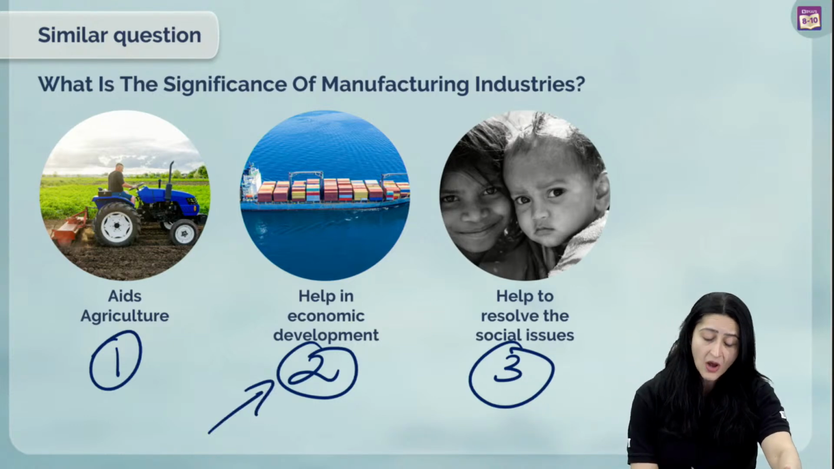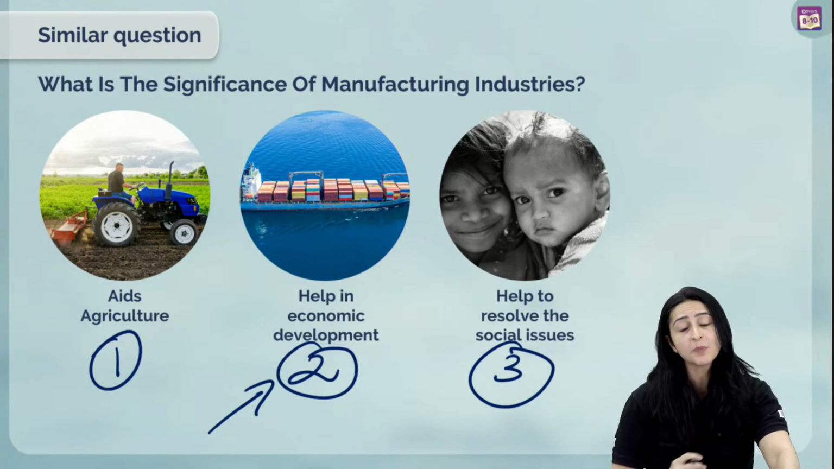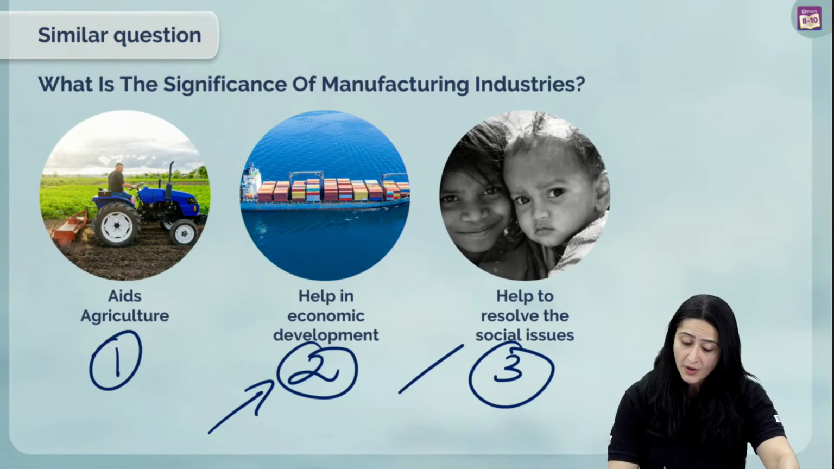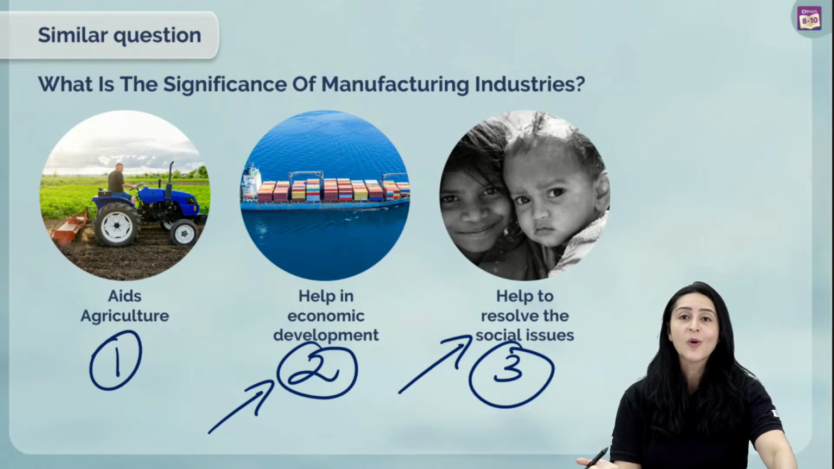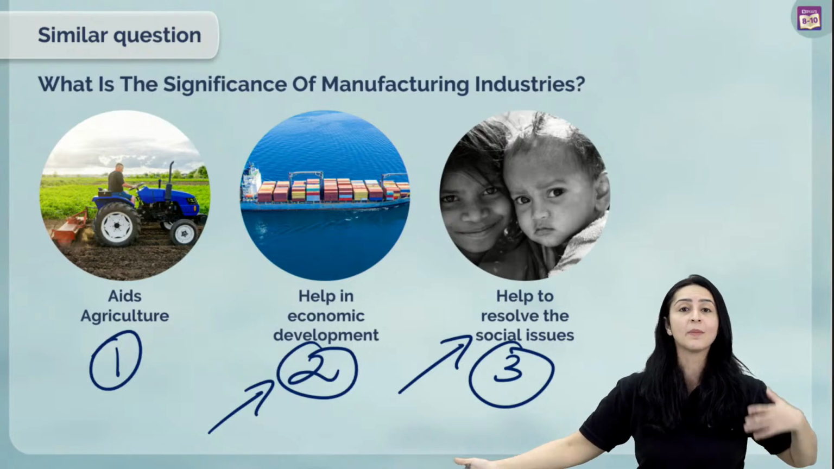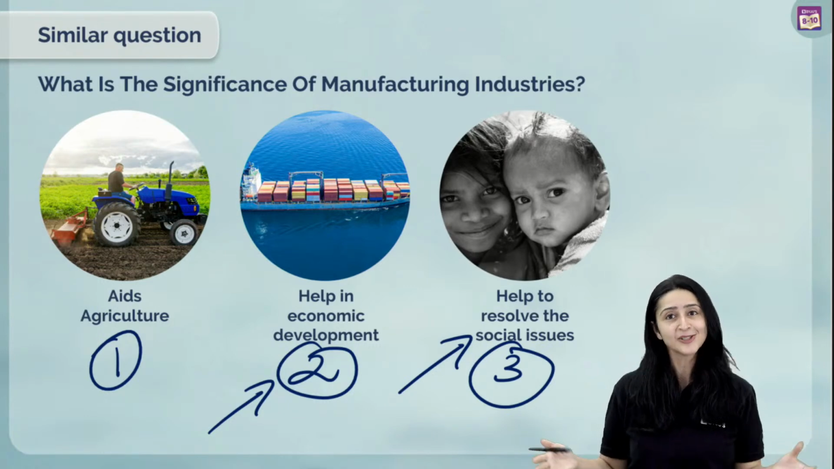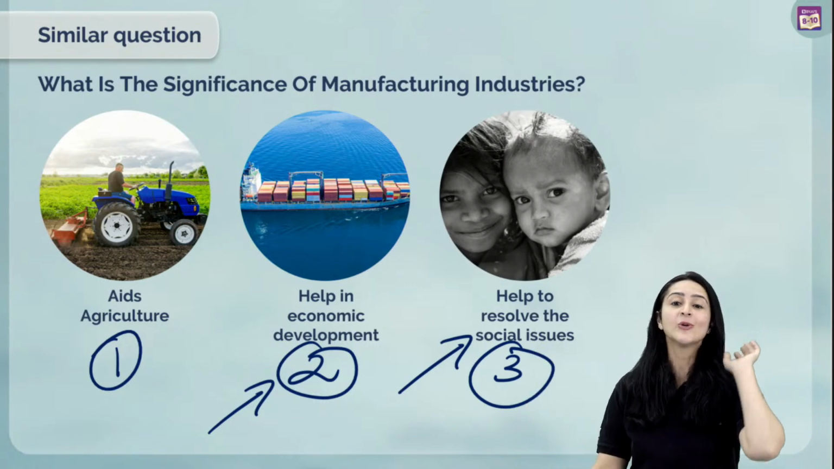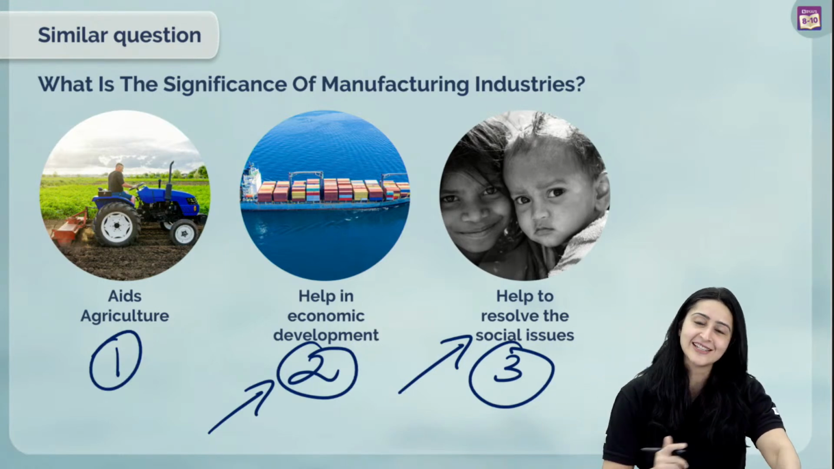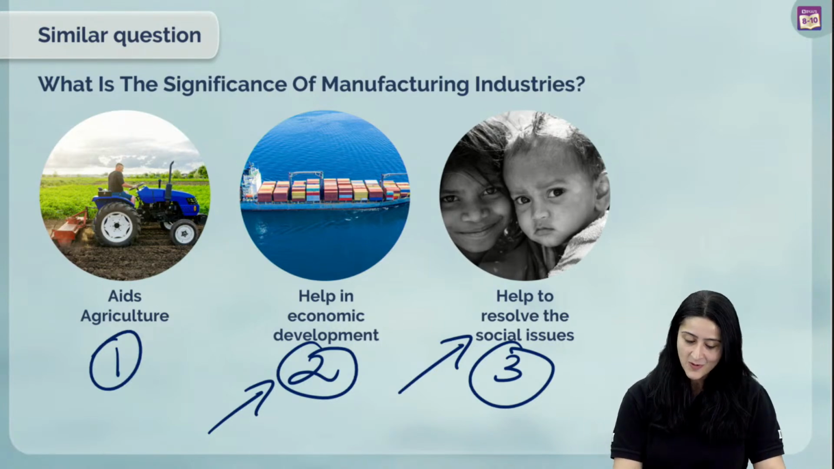When we spoke about economic development, we spoke about trade and commerce increasing, export potential increasing, and attracting foreign exchange. When we spoke about resolving social issues, we spoke about reducing poverty, reducing unemployment, and reducing regional disparity, right? So we have discussed all of this. You will get these points in more detail if you go back and take a look at our video on the geography session again. All right, let's move on.